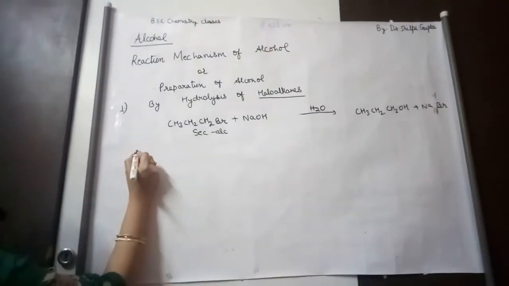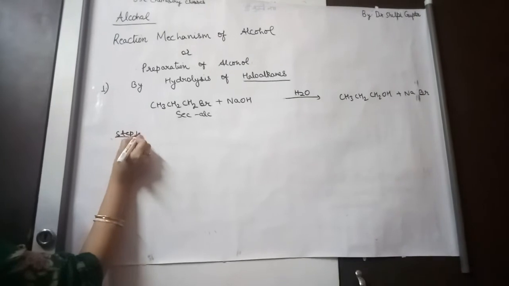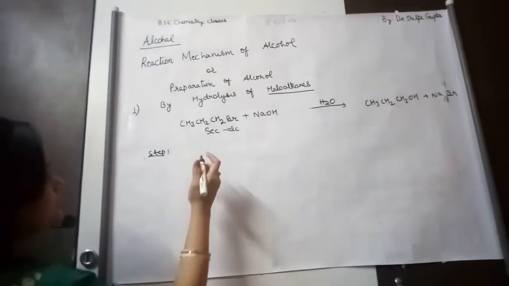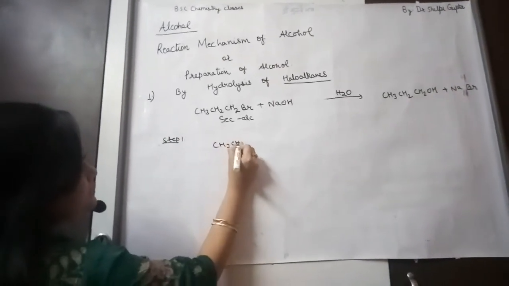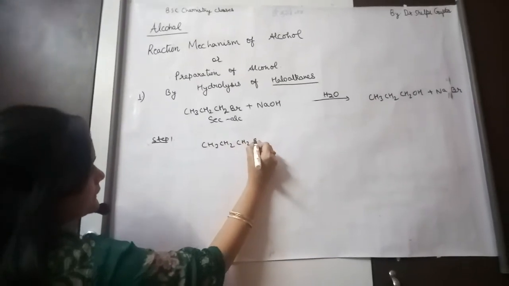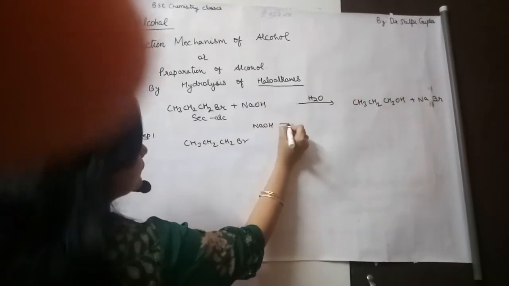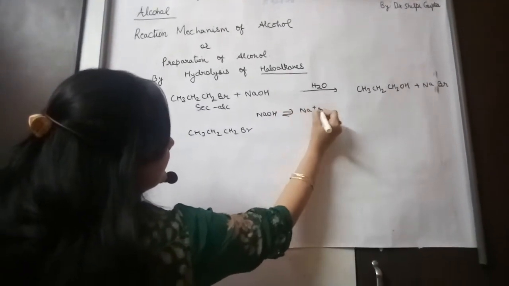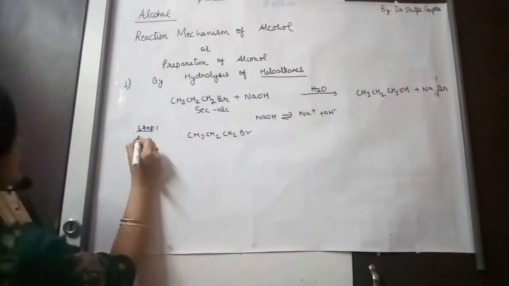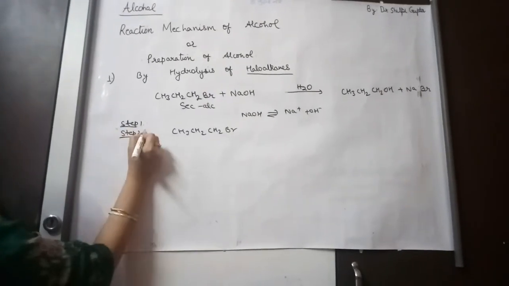Again the same procedure. Step 1, I am explaining so that it will be more clear to you. CH3CH2CH2Br. Okay, first of all, what will happen? NaOH in the step 1 will dissociate into Na and OH ion. Here in the step 2, now we'll do in short form.